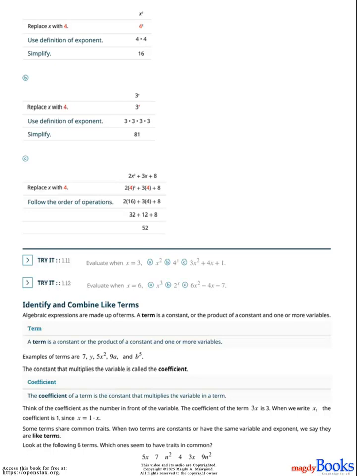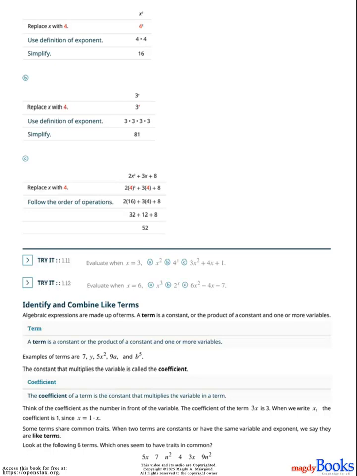Replace x with 4. 2 times, open parenthesis, 4, closed parenthesis, squared, plus 3 times, open parenthesis, 4, closed parenthesis, plus 8. Follow the order of operations. 2 times, open parenthesis, 16, closed parenthesis, plus 3 times, open parenthesis, 4, closed parenthesis, plus 8. 32 plus 12 plus 8 equals 52.